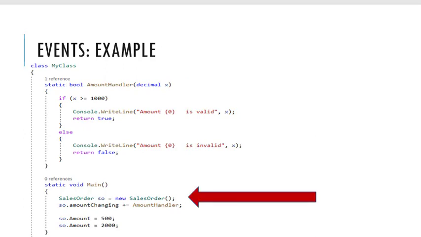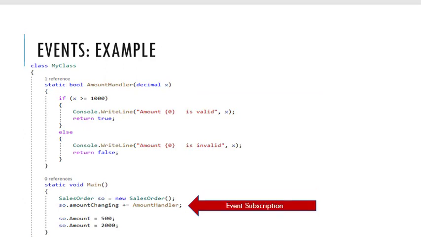In the Main method, an instance of the SalesOrder class is created and then the event is subscribed. Event subscription is just adding the method name to the AmountChanging event of so. It is the same as adding a method reference to the delegate variable. Please note that the plus equal sign is used to assign a method. You cannot use only the equal to sign. Similarly, you can unsubscribe from the event using the minus equal to sign.